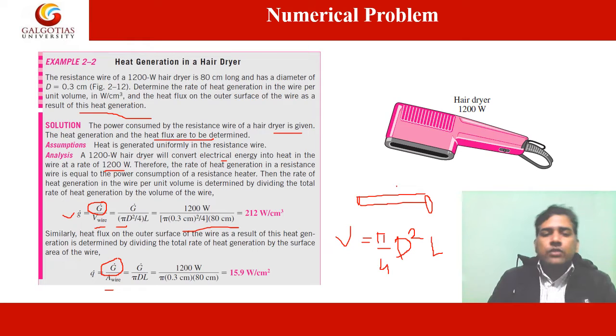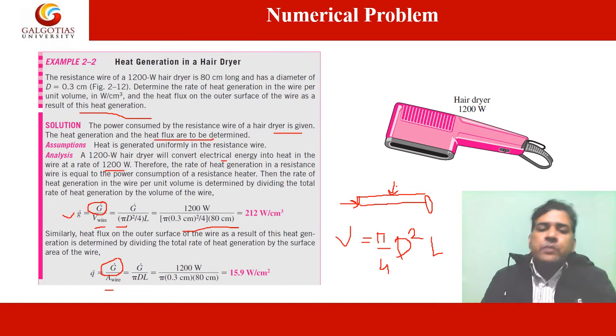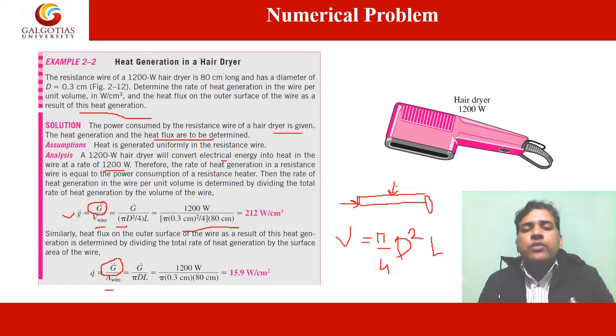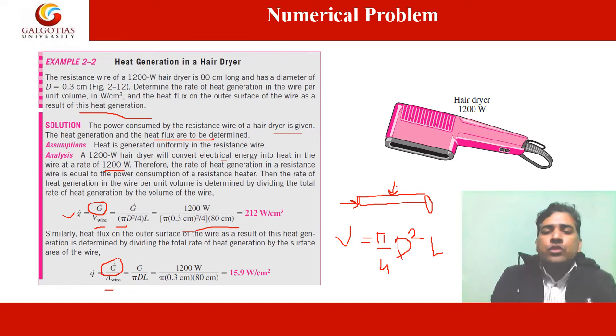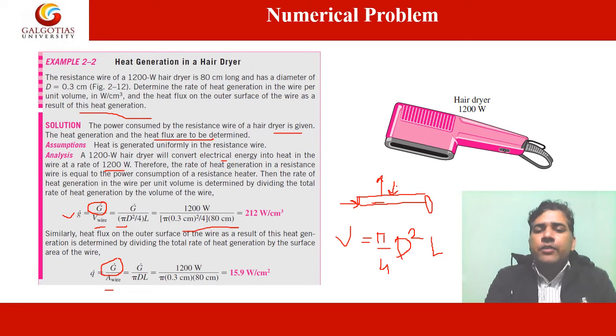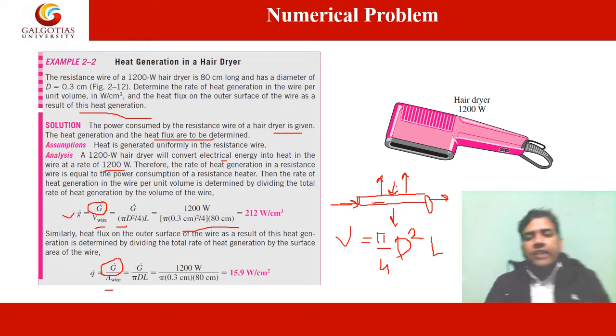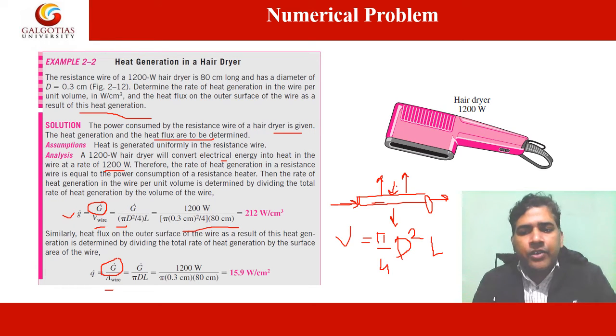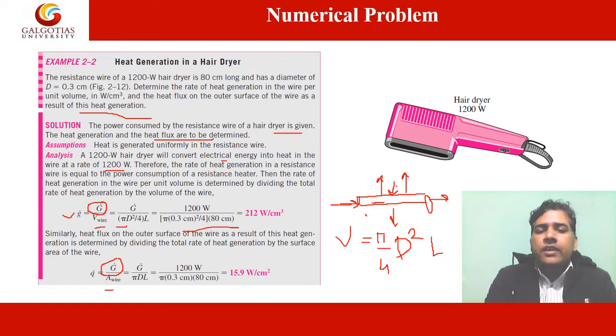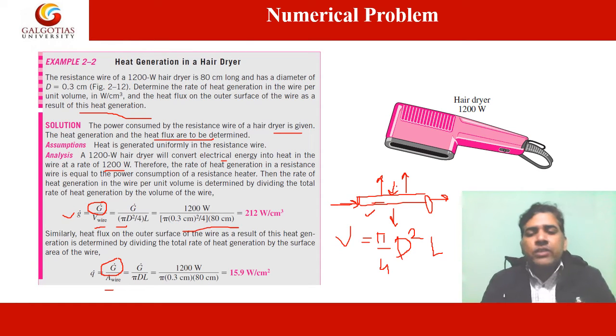Now there are two areas of the wire. One area is the surface area, and the other is the cross sectional area. Now you may be confused about which area we should take. Remember that most of the heat generated by this wire will be transferred from the surface. Heat transfer from the end faces will be negligible, because the length of the wire is very large compared with the diameter. So we will consider the heat transfer from the surface only, and we will take this area only.